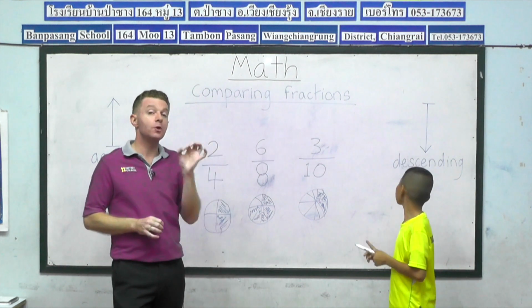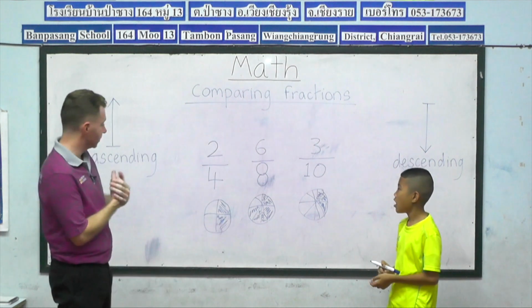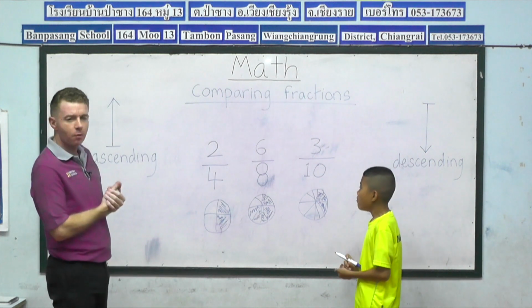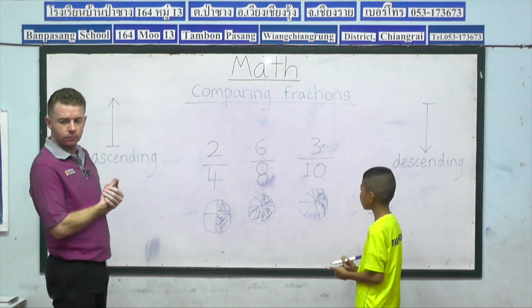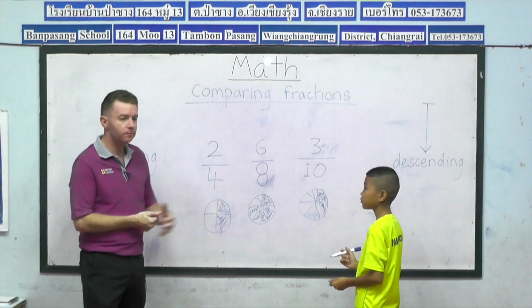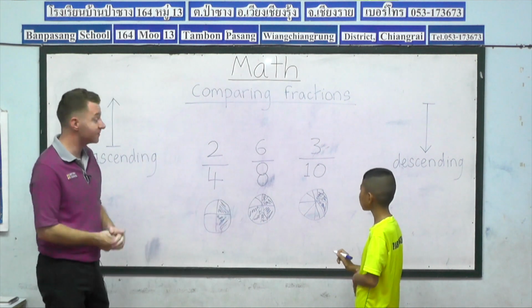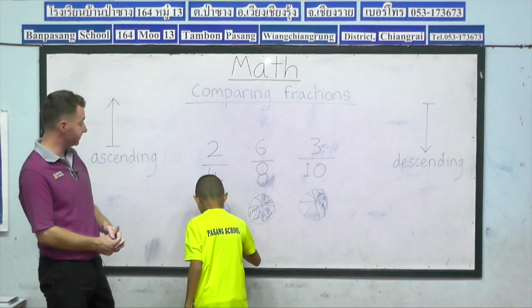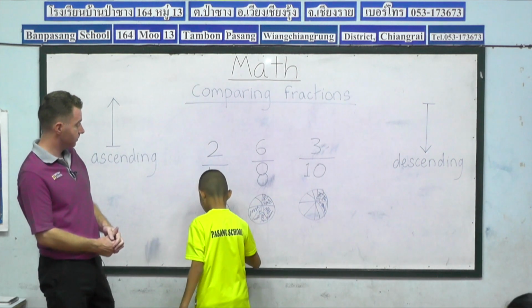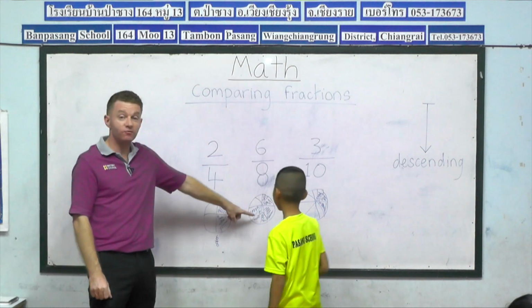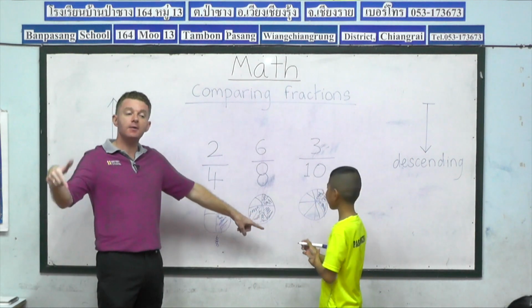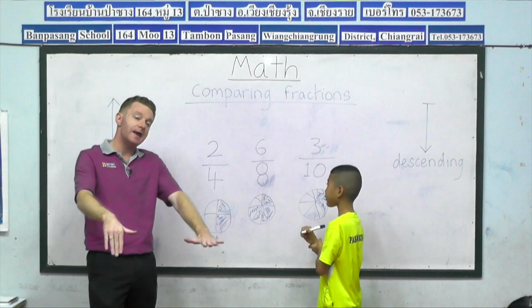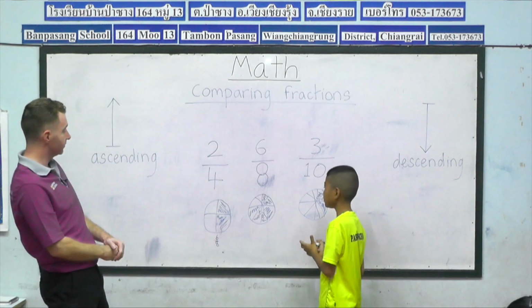So remember, we want the biggest one first. Which circle has the most blue? Which one can you see the most? 6 over 8, correct. So here we can write 6 over 8 as the biggest, because this is the largest fraction with the most colour. But then, working our way down, which is the next biggest after 6 over 8?